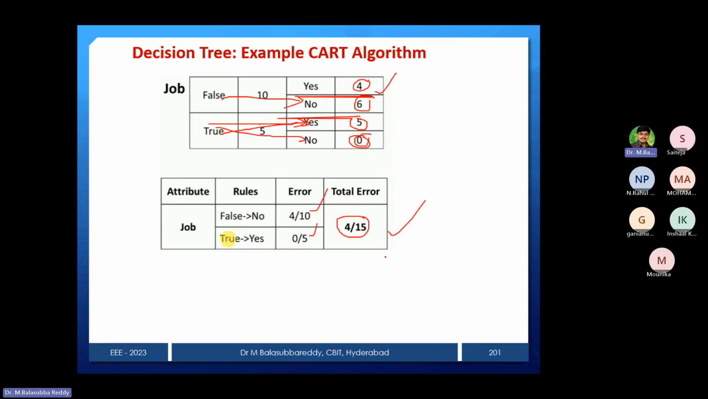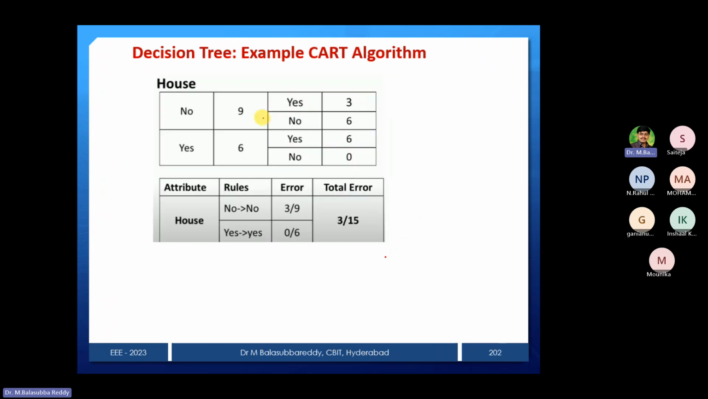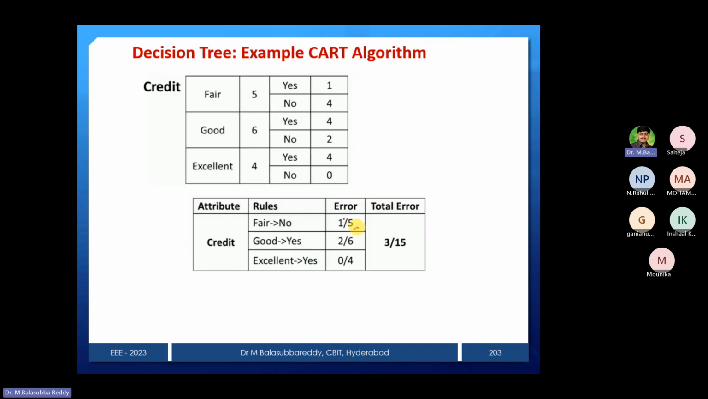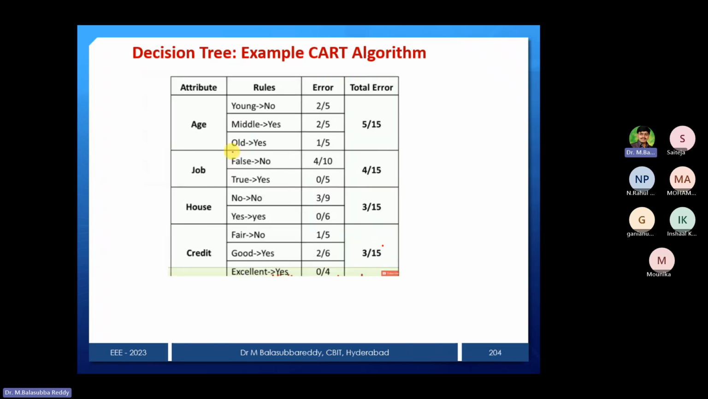Then remaining house, then credit. For house, I can see no and the error we calculated is 3 by 15. 3 by 15 if I take house. Then another one is credit. You got it as 3 by 15. Now you have to select which one is your root node. Now we can see age is 5 by 15 and then job is 4 by 15, and 3 by 15. In this, you have to select the root node. So now again, these two have the same error.